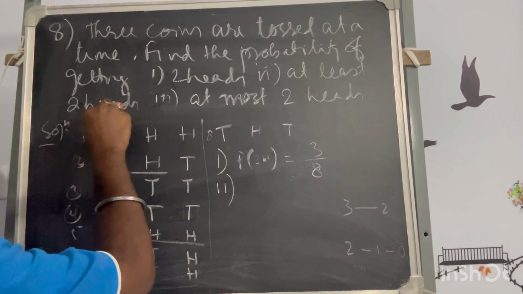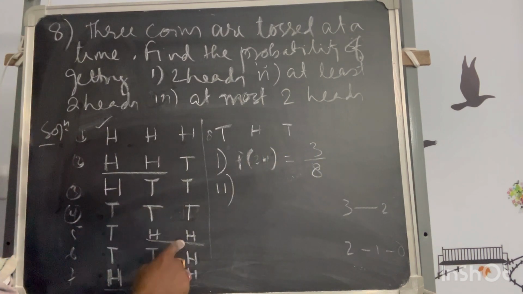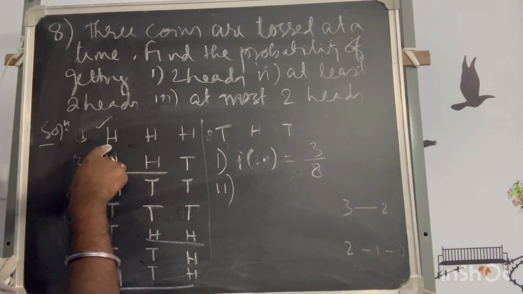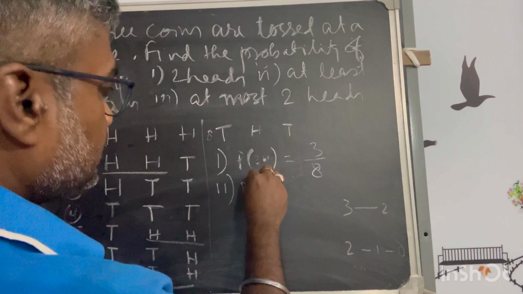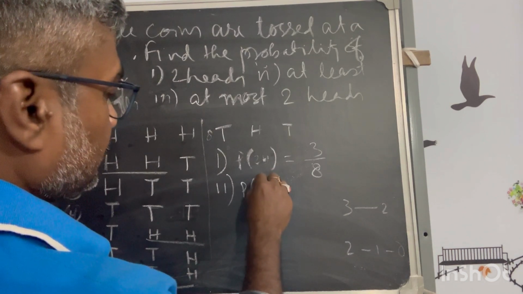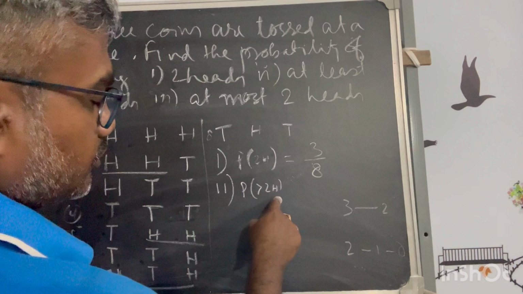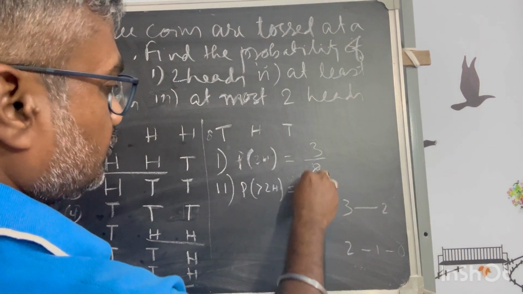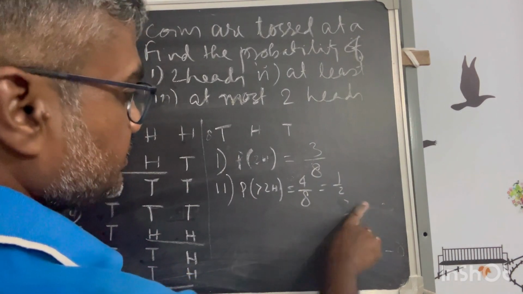So this is 3 heads, and the other 2 we have already counted here. So 3 is definitely there. You won't get any other double 2. So the only thing you have to add is where 3 heads is possible. So your probability will change: more than 2 heads, because least is 2, is 4 out of 8, that means half, isn't it?